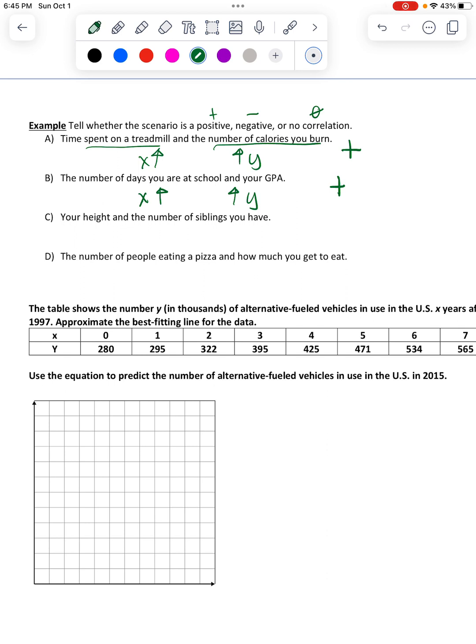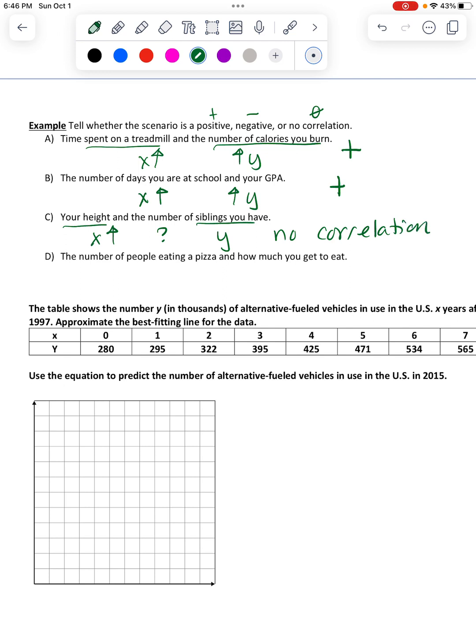So here we're talking about your height as an X and the number of siblings you have as a Y. There's no correlation. As you get taller, you don't necessarily have more siblings or less siblings. So there really is no correlation here. Those are two unrelated variables.